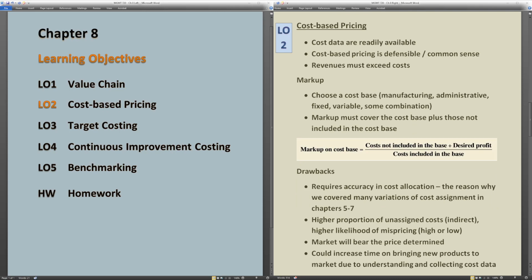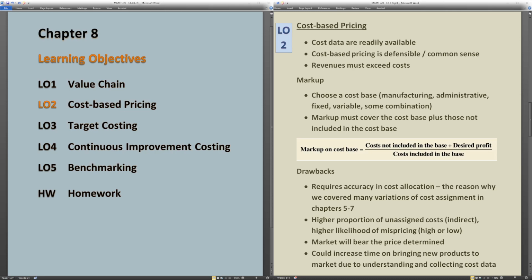The second learning objective, cost-based pricing, is where we're going to probably do the majority of our calculation work. Why do we use cost-based pricing? Cost data. Well, we've just spent 3 chapters figuring out ways to collect cost data. A lot of businesses are run on how well they collect their cost data. It's also very defensible if you say, well, these are my costs, I need to charge a price that's above those. It's just common sense and therefore defensible. And in the long run, revenues must exceed costs. I mean, that's just normal business sense.